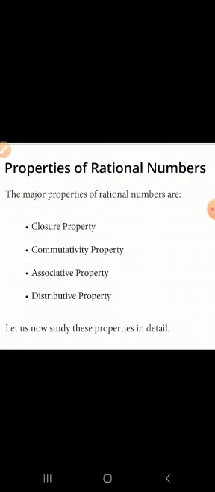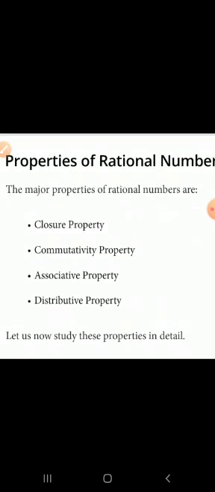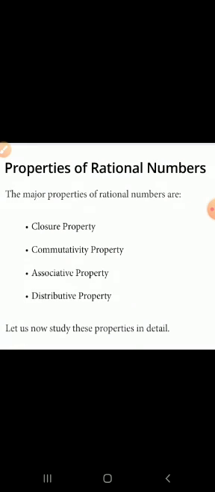Now we are going to focus on some of the properties of rational numbers. As you can see on the screen, 4 properties are displayed. Number 1, closure property. Number 2, commutative property. Number 3, associative property. And number 4, distributive property. Closure, commutative, associative and distributive. These properties you have already studied in class 7 for integers, whole numbers, natural numbers. Now we are going to apply these properties for rational numbers. So let us study these properties in detail.